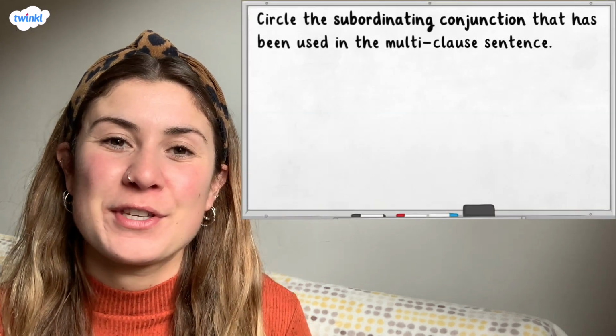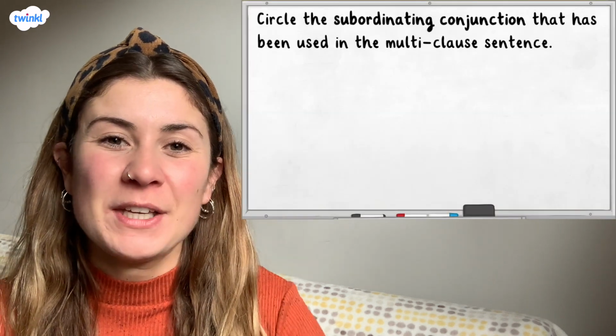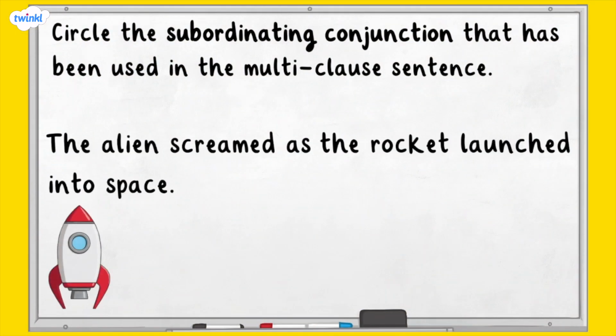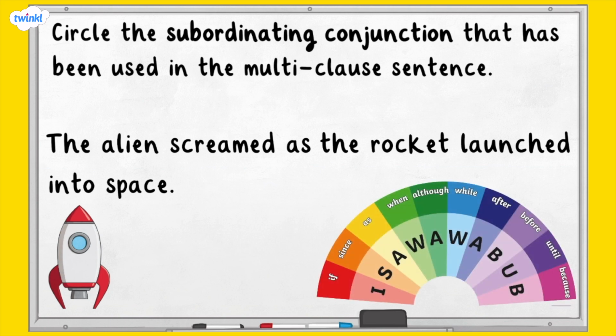Now let's take a look at the first question. Circle the subordinating conjunction that has been used in the multi-clause sentence. The alien screamed as a rocket launched into space. The subordinating conjunction is used to link the main clause and the subordinate clause. Use the acronym I saw a wabub to help you remember the subordinating conjunctions.